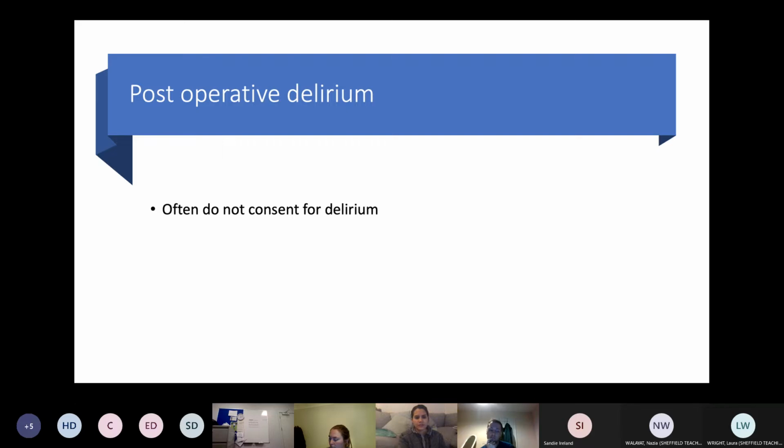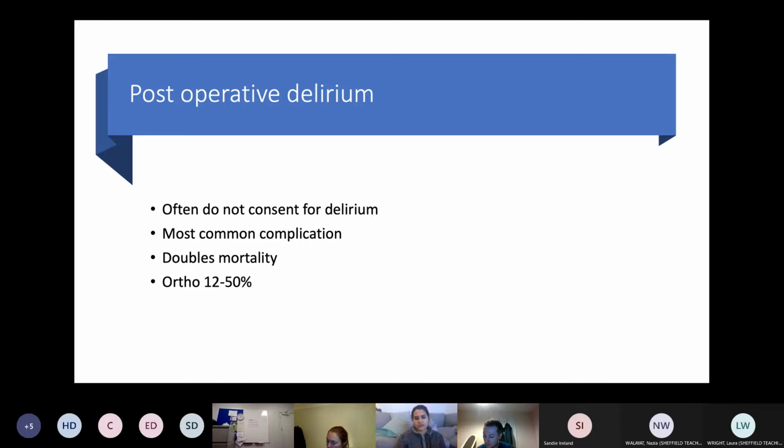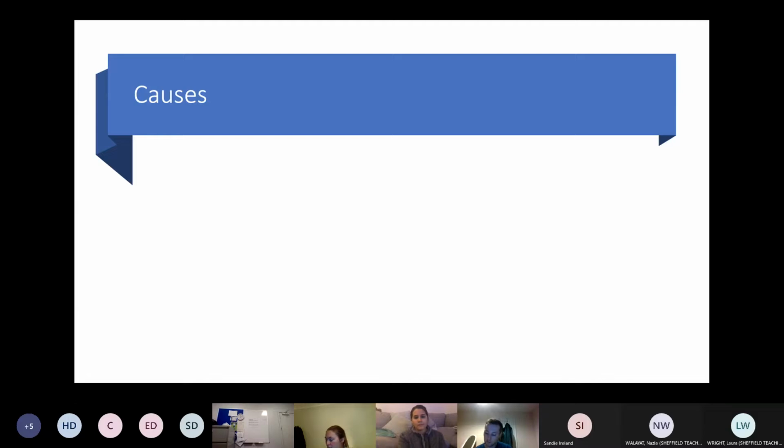So just a little bit on post-operative delirium, because it was a key thing on one of the lectures that I went to recently, one of my training days, is that often we don't consent for delirium when we are consenting for surgical procedures. And in older people, it's one of the most common complications associated with operations, and it doubles the mortality for older people. And in orthopedics, I think from studies that they've done, it's ranged between 12 and 50%. So people who get delirium post-operatively, which is 50%, is a massive number.